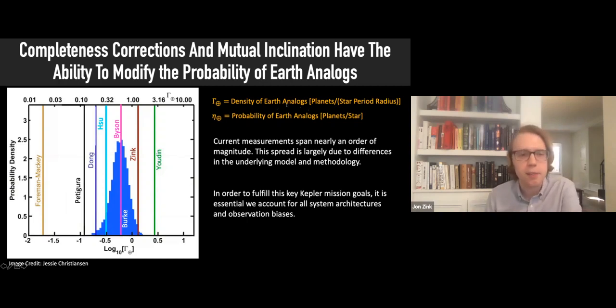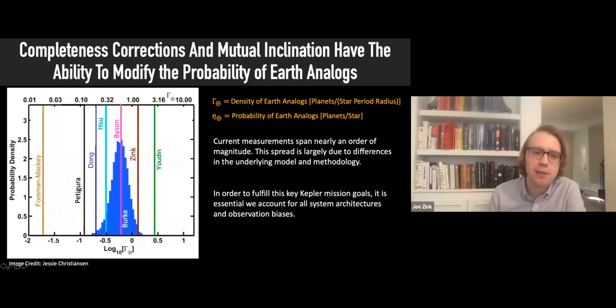A lot of people in the community like to talk about gamma Earth because it takes out all the assumptions about habitability. You don't have to integrate over some radius or period space. Everyone should have roughly the same gamma Earth value. But what you'll notice from this plot, showing all the different values, is there's still quite a significant spread in our understanding of what gamma Earth is. This Bryson one is the most recent; it came out, I think, a couple of weeks ago. So we're starting to converge on our gamma Earth value, but because Kepler was cut short at the four-year mark, we really have to extrapolate into the Earth parameter space. And that's difficult. Despite everyone using roughly the same data set, we're all getting very different answers.